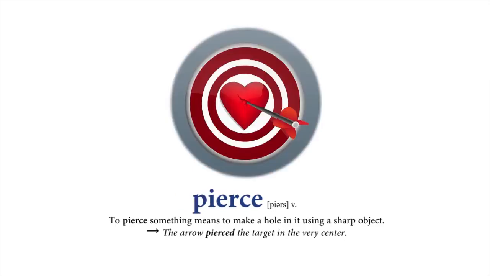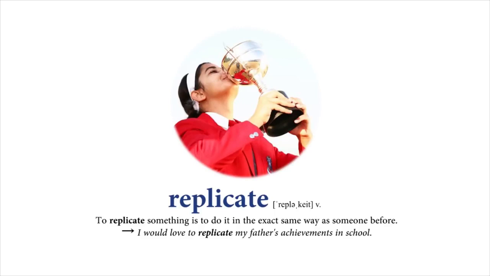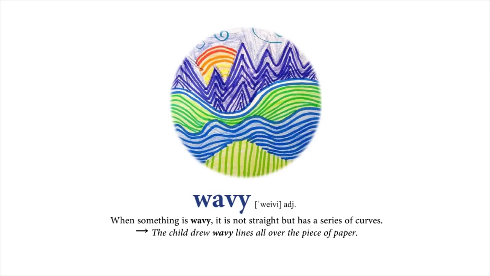Pierce. To pierce something means to make a hole in it using a sharp object. The arrow pierced the target in the very center. Replicate. To replicate something is to do it in the exact same way as someone before. I would love to replicate my father's achievements in school. Wavy. When something is wavy, it is not straight but has a series of curves. The child drew wavy lines all over the piece of paper.